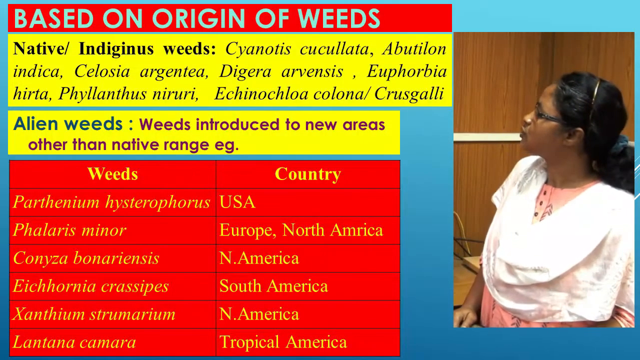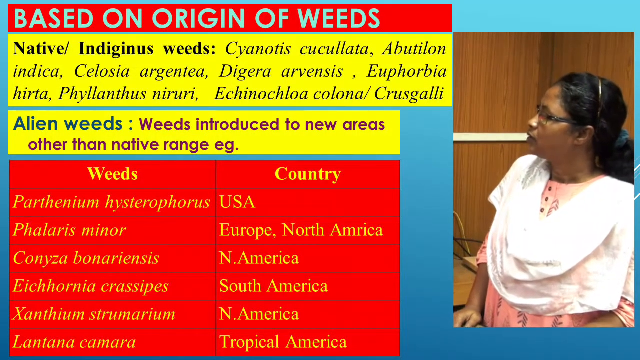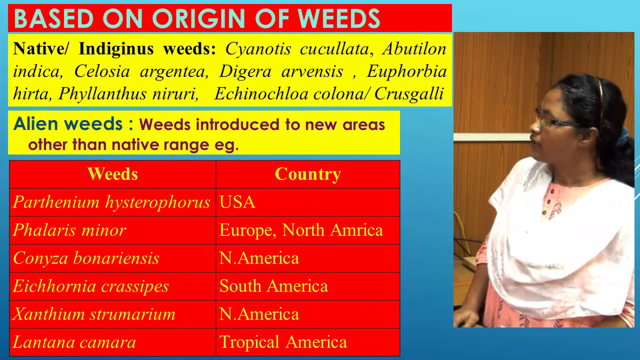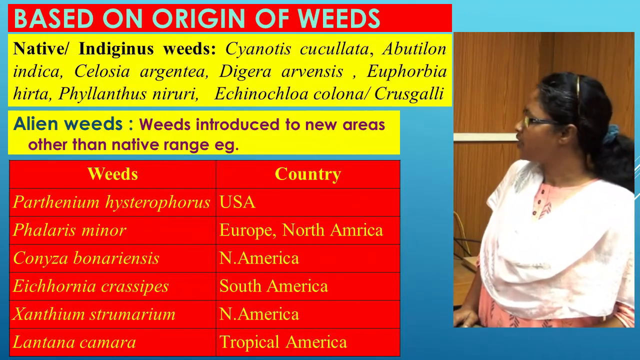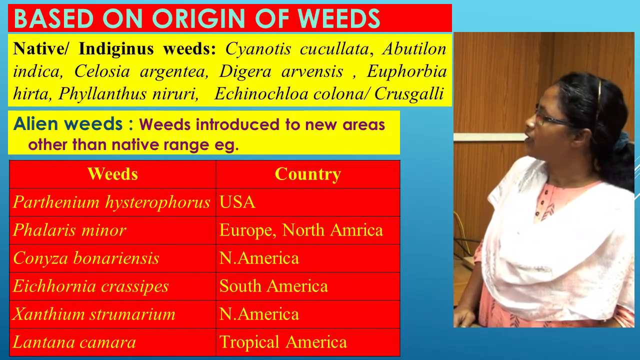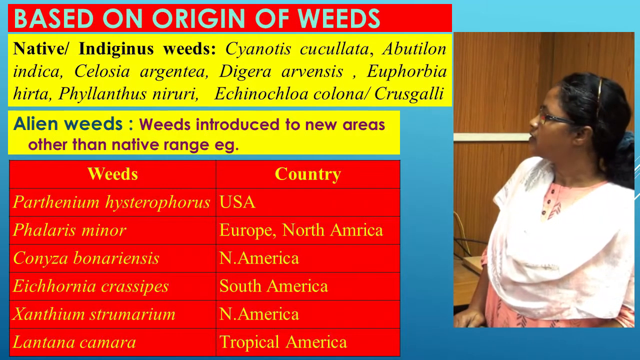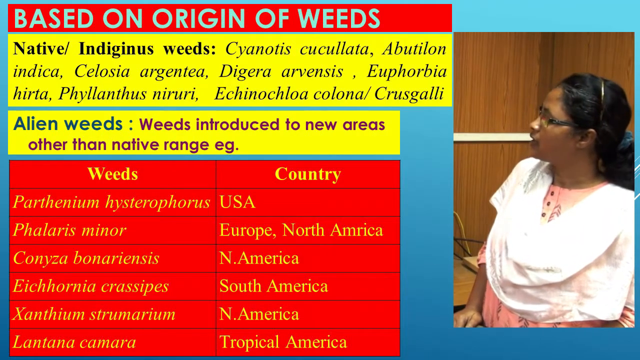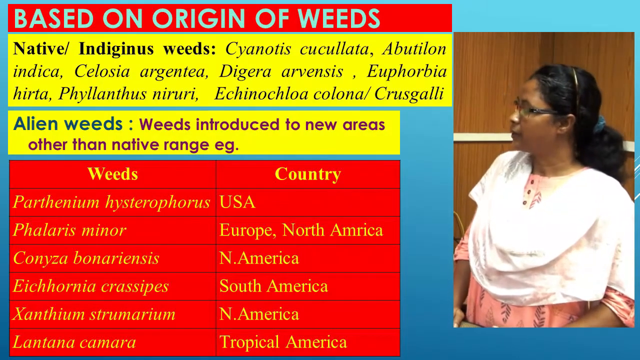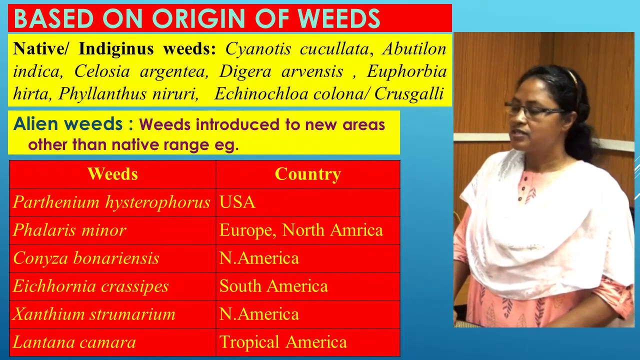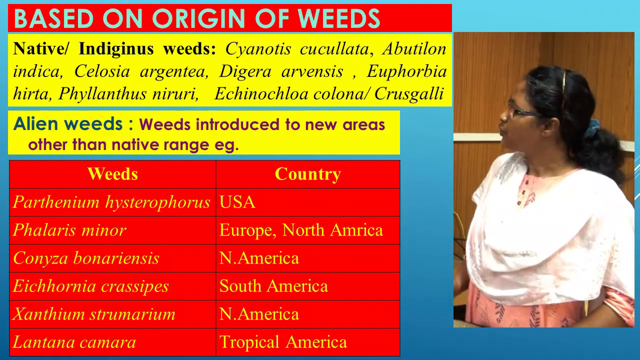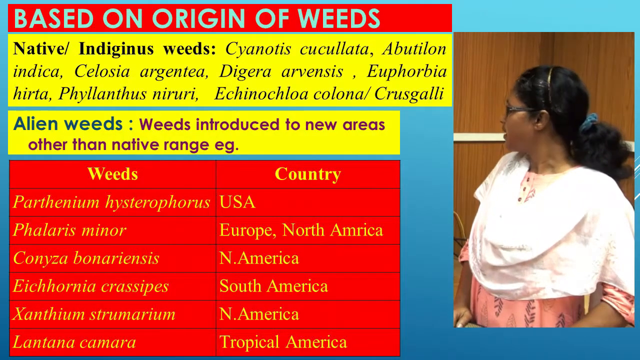Another classification is based on origin of weeds. Those weeds which are from native origin are known as native weeds or indigenous weeds. Example is Cyanotis cucullata, Abutilon indicum, Celosia argentea, Digera arvensis, Euphorbia hirta, Phyllanthus niruri, and Echinochloa colona or crusgalli. Similarly, alien weeds are those weeds which are introduced from other countries. Weeds introduced to new areas other than native range.